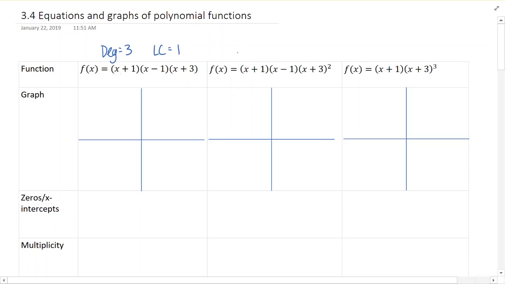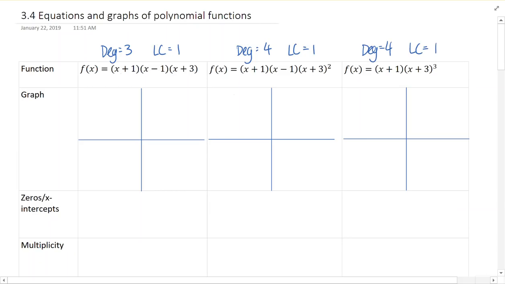For the next graph, looking at how many factors there are, there are 4 of them. Keep in mind the square there, okay? So it's degree 4 and leading coefficient of 1. And for the last one, we do have a cube, so there are actually 4 of these brackets. So we have a degree 4 and a leading coefficient of 1 as well.